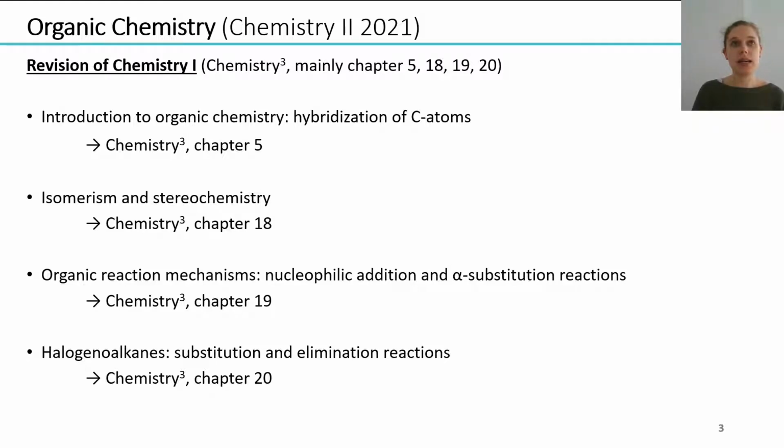We will mainly revise chapters 5, 18, 19, and 20. Important here is, in chapter 5, the hybridization of carbon atoms, and in chapter 18, isomerism and stereochemistry. Chapter 19 covers organic reaction mechanisms, especially nucleophilic addition and alpha substitution reactions. And in chapter 20, halogen alkanes and substitution and elimination reactions.